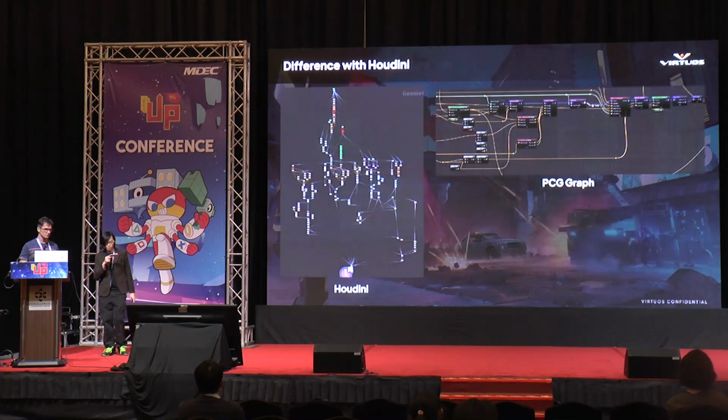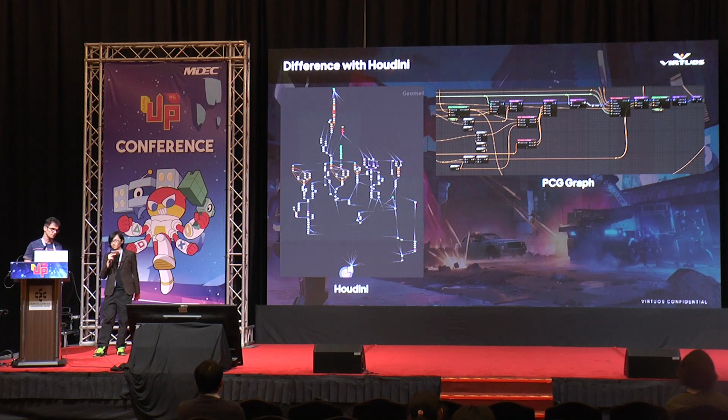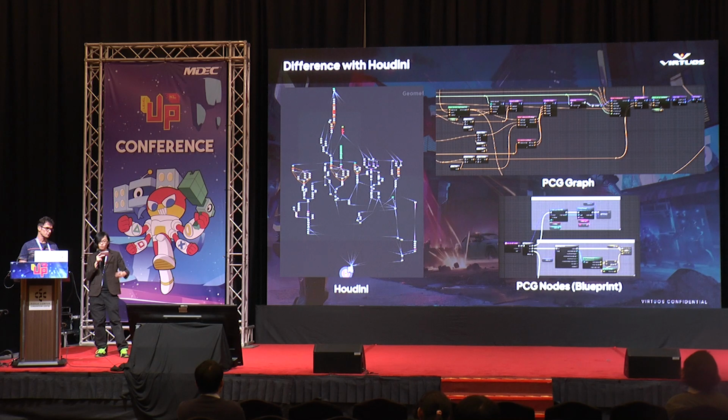Now, allow me to go deeper to show you what a PCG graph actually looks like. Just like the Houdini one that you've seen just now, it is a node graph. But additionally, you can create custom nodes that can be used in this PCG graph, which themselves are actually a blueprint graph. And what's interesting is that it has the same functionality as blueprints. So that means you will have the ability to interact with almost all of Unreal Engine.